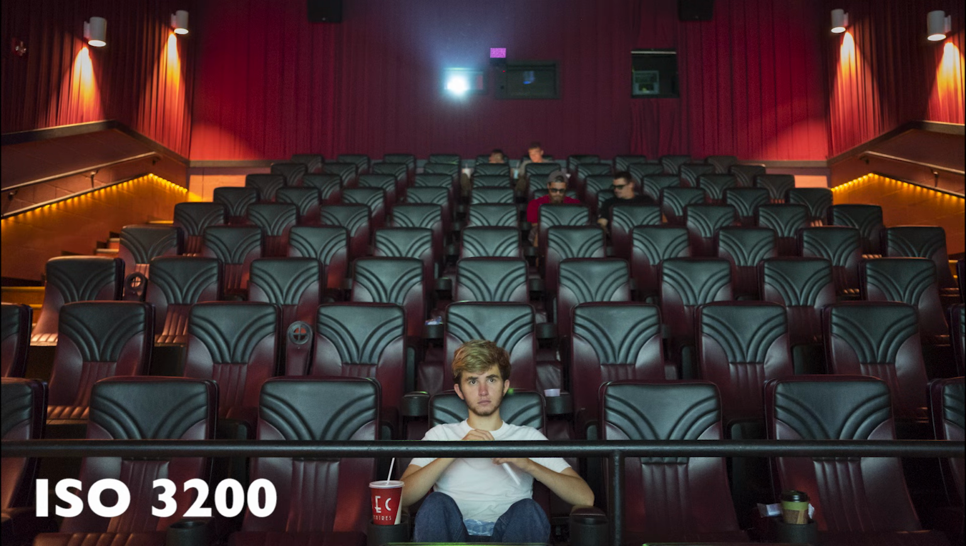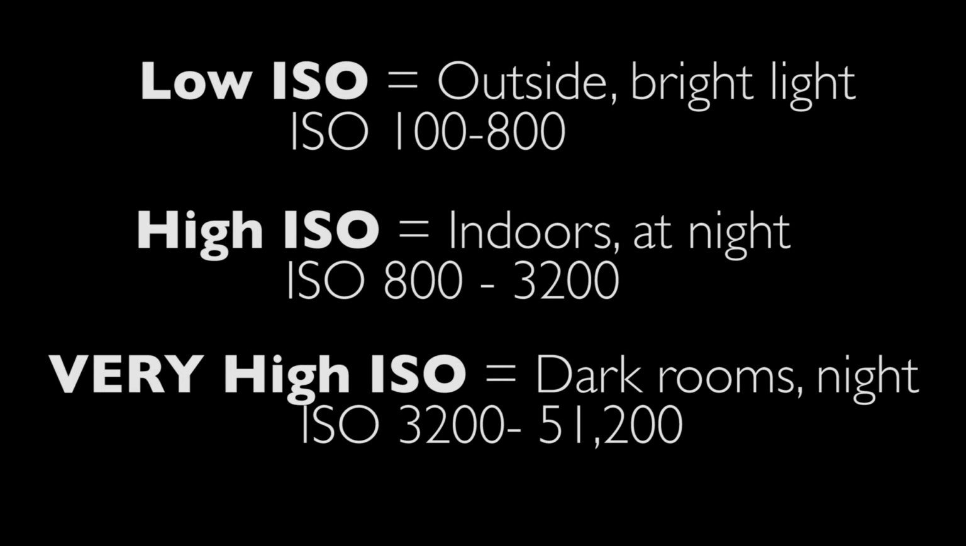Higher ISOs allow for faster shutter speeds and smaller apertures. In general, we use the lower ISO settings when we're outside during the day and start turning up the ISO as we move indoors or are shooting at night.